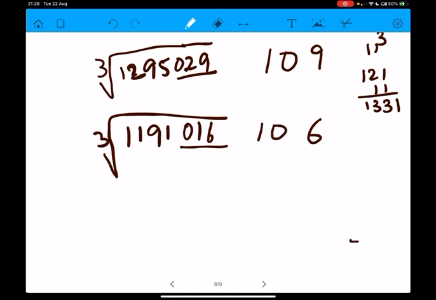So that's all for today. I hope you liked it. It is very simple to find out the cube root of numbers.